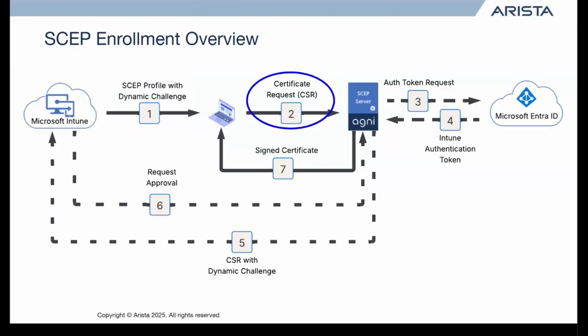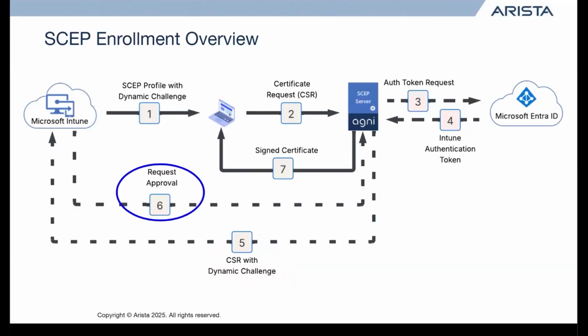The client then sends a CSR or certificate signing request along with a dynamic challenge to the SCEP server. The SCEP server will then request an authentication token for the endpoint management server from the IDP. The IDP responds with the auth token, allowing the SCEP server to forward the CSR and dynamic challenge from the client to the endpoint management server for validation.